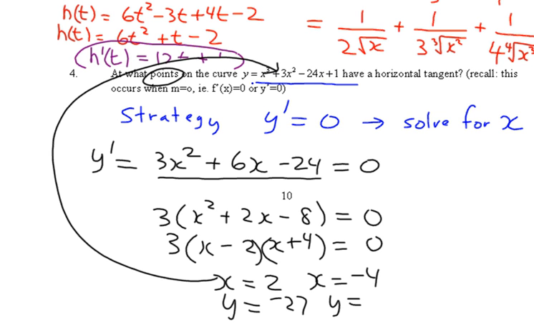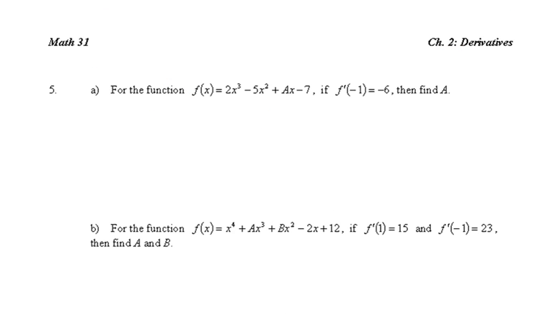Okay, this is what I got. I got negative 27 when x was 2, and I got positive 81 when x was negative 4. Okay, we have one last question. In question 5, we're going to be a little bit more mysterious with you. Okay? Yes, mysterious.